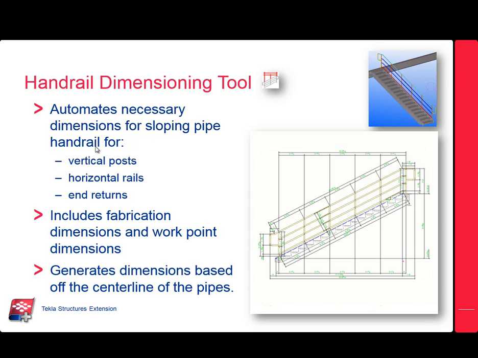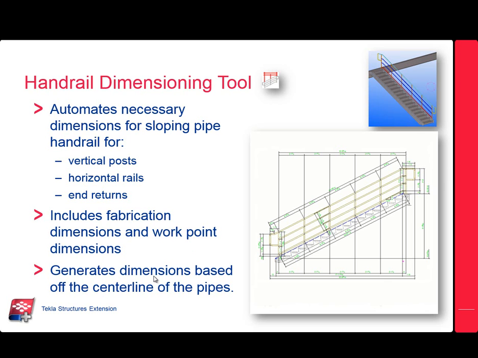Just a quick highlight of what it does: it automates the necessary dimensions for sloping handrail. It's going to go through and dimension the vertical posts, horizontal rails, and end returns. All the dimensions that you see here in this snapshot, that's what this tool will go through and automate. So like I said, it can do the fabrication dimensions, but we can also locate the work point dimensions as well. And just as a general note, it's dimensioning everything to the center lines of the pipes.